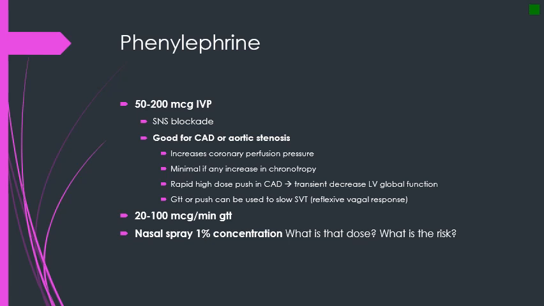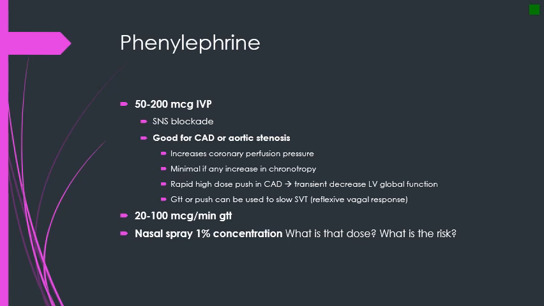your epidurals. It's good for patients with coronary artery disease or aortic stenosis, provided that you don't overtreat and produce a hypertension in those patients. It's good when used appropriately because it increases your coronary perfusion pressures. It increases that diastolic pressure. There's minimal, if any, increase in your chronotropy, so you don't have to worry about tachycardia along with an increase in your blood pressure. So that's good.